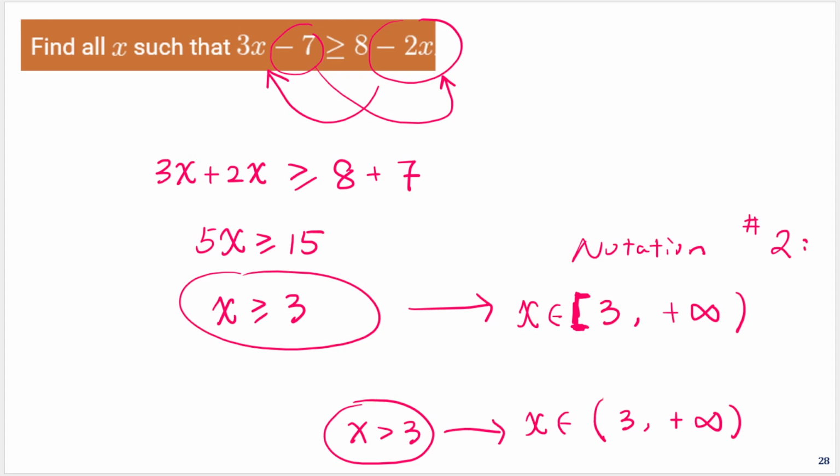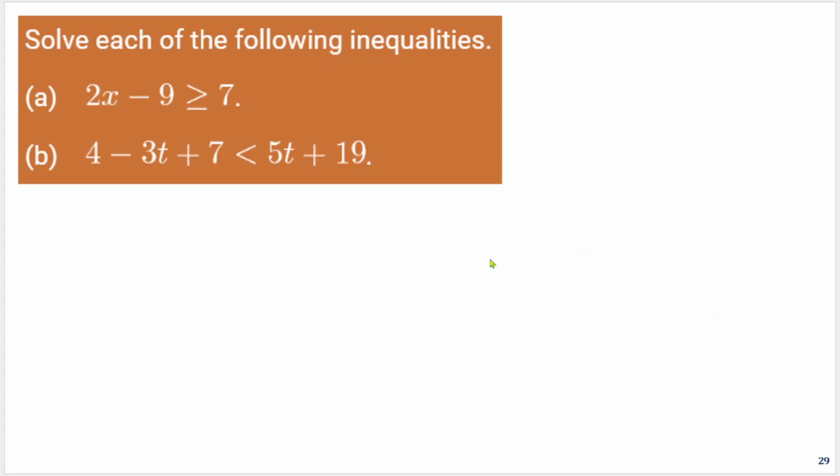Okay, any questions? Okay, if not, let's consider another practice. Can you solve each of the following inequalities? Again, these are very simple inequalities, right? I'll give you 1 minute to think about, and then we'll have a look at the solution together.